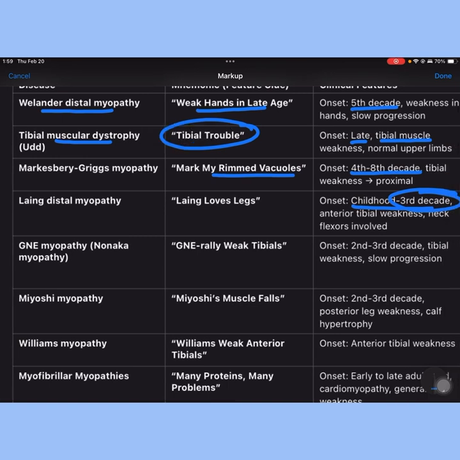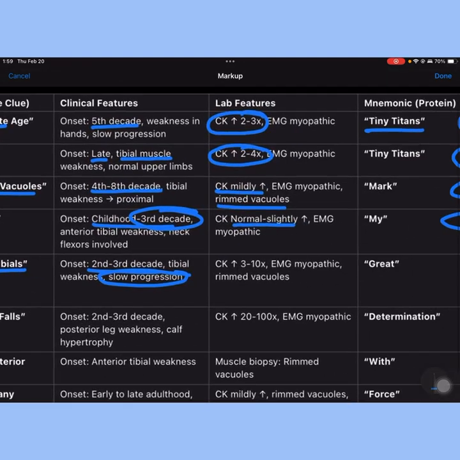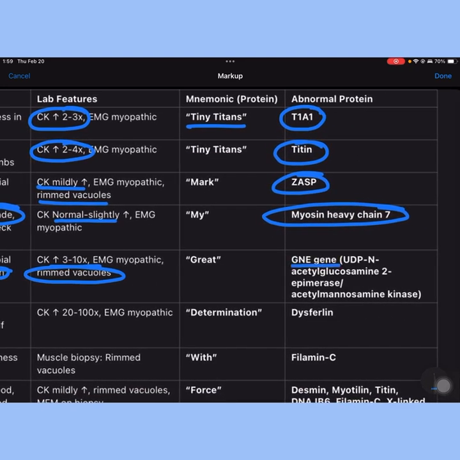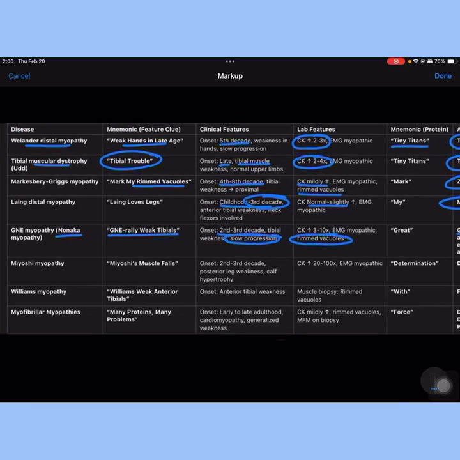The fifth one is GNE myopathy or Nonaka myopathy. The mnemonic for this is generally weak tibials. Onset is 2nd to 3rd decade. Tibial weakness is present. There is slow progression. CK is 3 to 10 times raised, and there are rimmed vacuoles in this as well. And the gene involved is GNE, UDP-N-acetylglucosamine 2-epimerase/N-acetylmannosamine kinase.